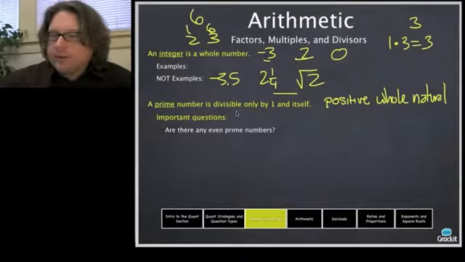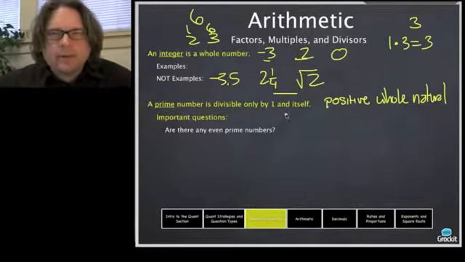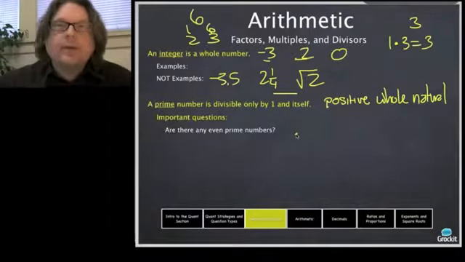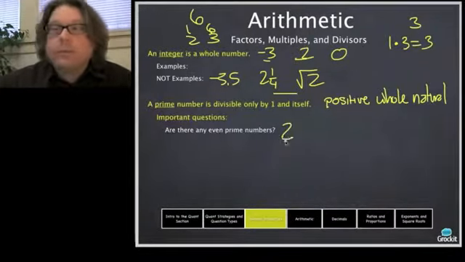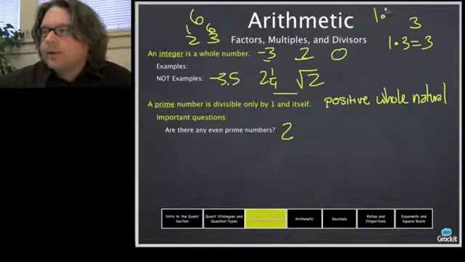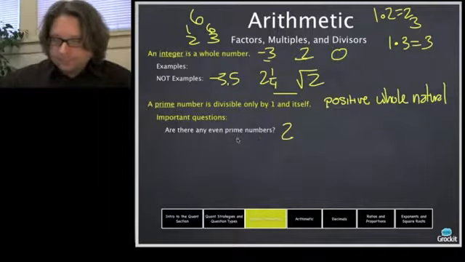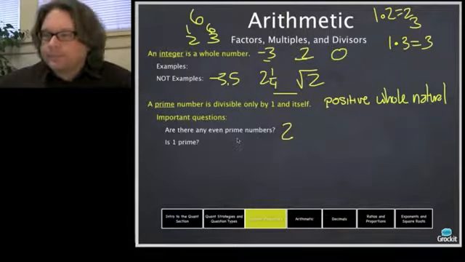So important questions. Are there any even prime numbers? Are there any numbers that are even that you can only divide by themselves and 1? I'll just answer that question for you. Yes, and standardized tests love the number 2. Remember, you can only multiply 1 times 2 to get 2 in terms of two different factors. So definitely an even prime number.